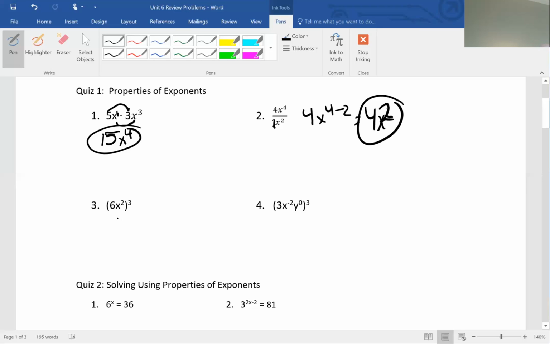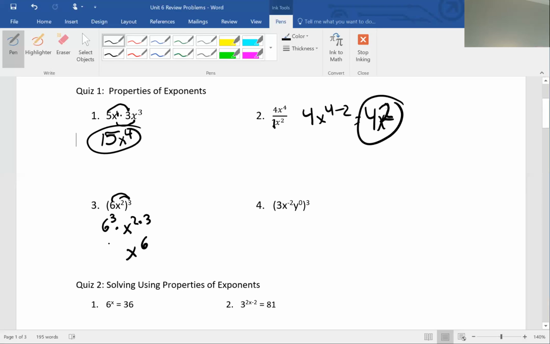Now down here on number 3, where you have a power taken to another power, like the x squared taken to the third power, that third power is going to apply itself to every term here. So the third power applies itself not only to the x squared, but also to the 6. So this is going to be 6 to the third power times x squared to the third power, which is simply 2 times 3. Well, 2 times 3 is 6. That's easy. So that's x to the 6th power.